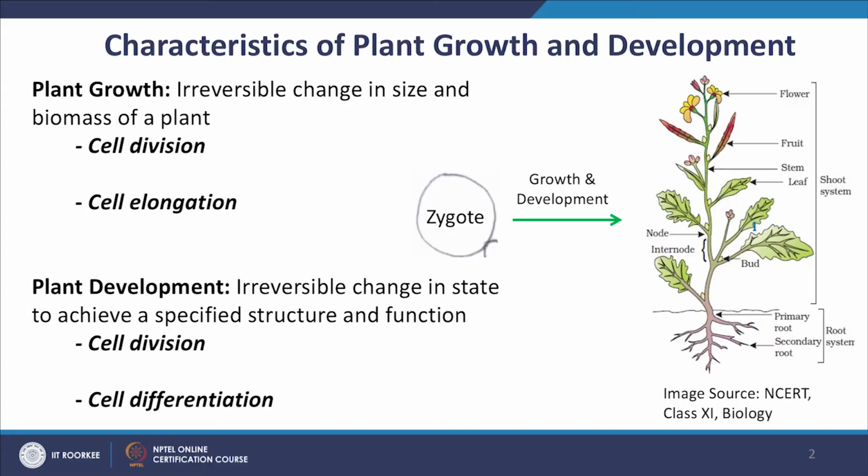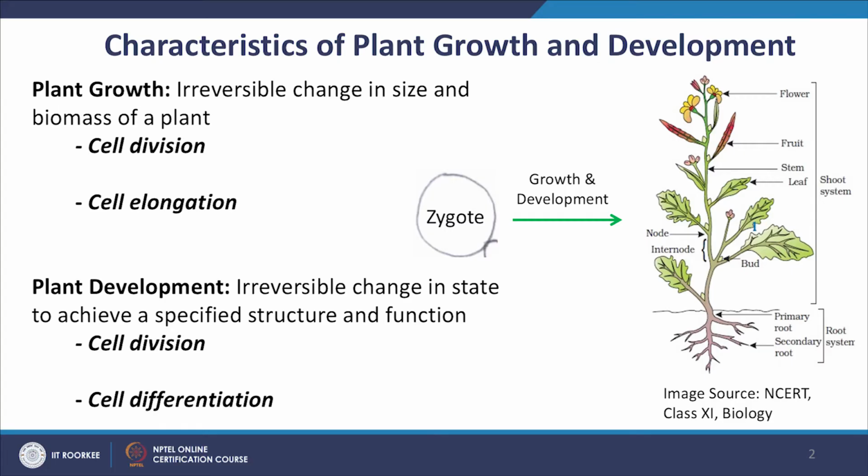Welcome to the second lecture of plant developmental biology. In this lecture, we are going to talk about the characteristic features of plant growth and development. The entire process of growth and development covers the formation of a complete body of a plant, a three-dimensional structure, from a single cell which is called the zygote.